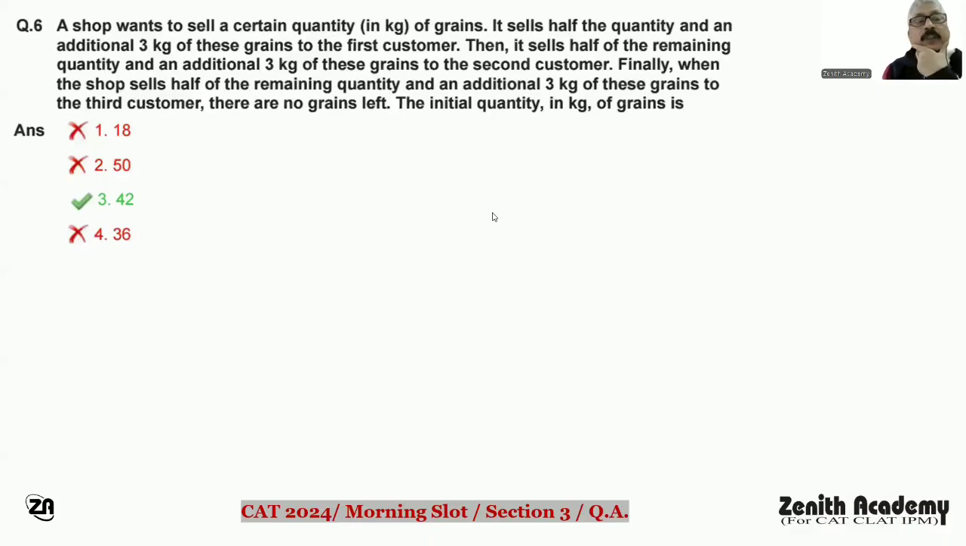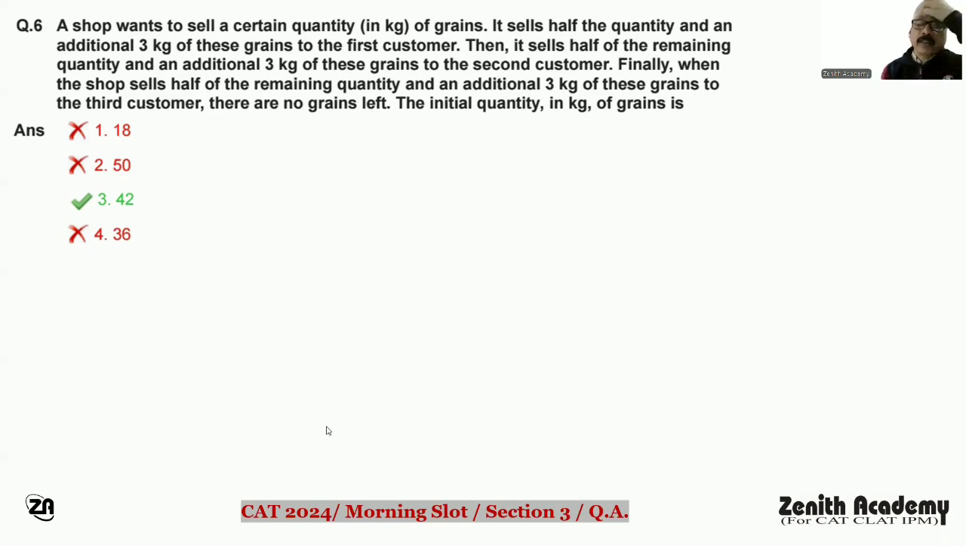Now take this question number 6. A shop wants to sell a certain quantity of grains. It sells half the quantity and an additional 3 kg of these grains to the first customer. Then it sells half of the remaining quantity and an additional 3 kg of these grains to the second customer. Finally, when the shop sells half of the remaining quantity and an additional 3 kg of these grains to the third customer, there are no grains left. The initial quantity in kg of grain is.